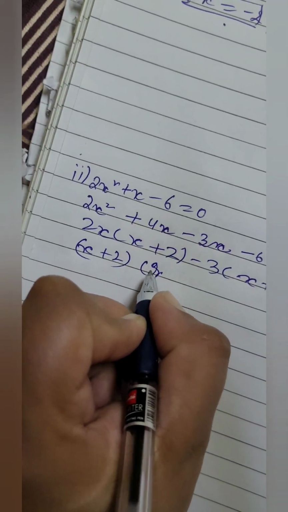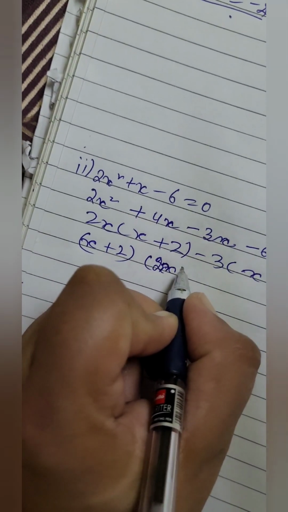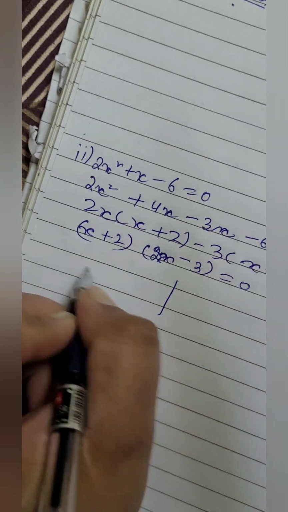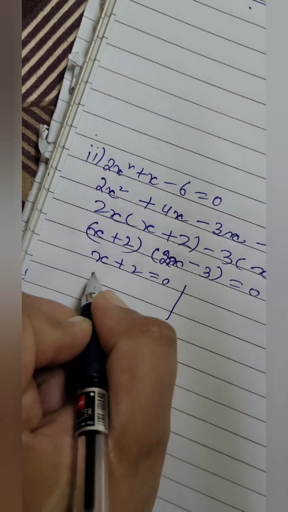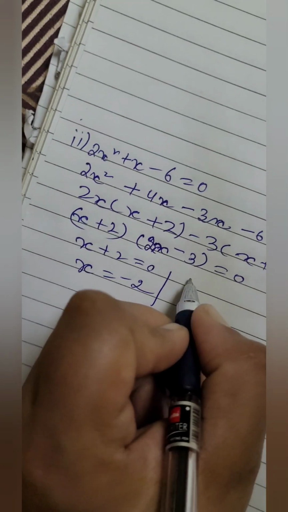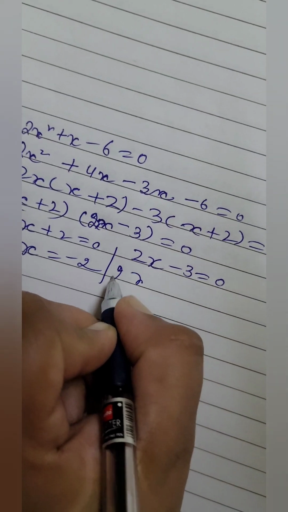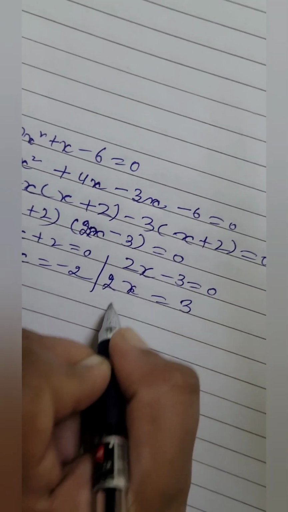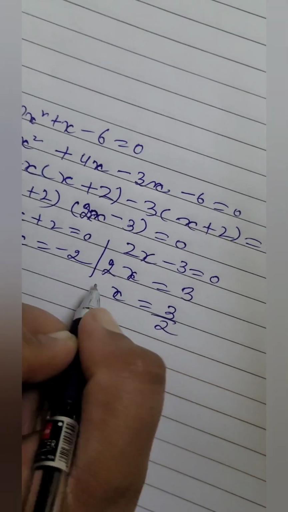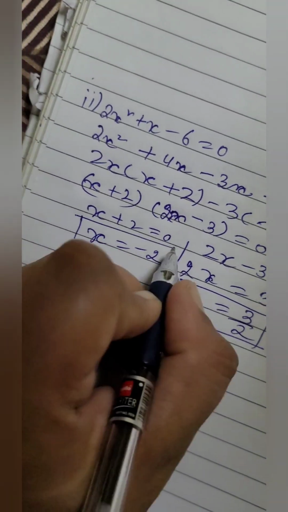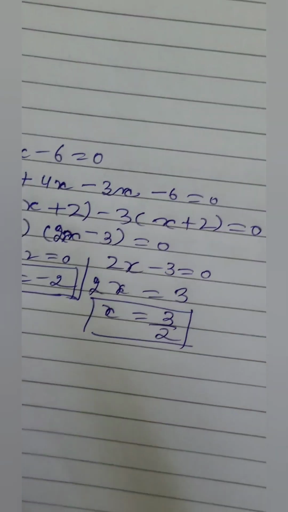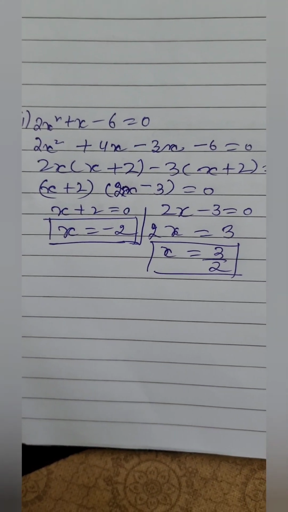By factorizing and taking the common, we get 2x into x plus 2 minus 3 into x plus 2 equals to 0. So we get x plus 2 equals to 0, x equals to minus 2, and 2x minus 3 equals to 0. We will get 2x equals to 3 and x equals to 3 by 2. So these are the two roots of the second part.